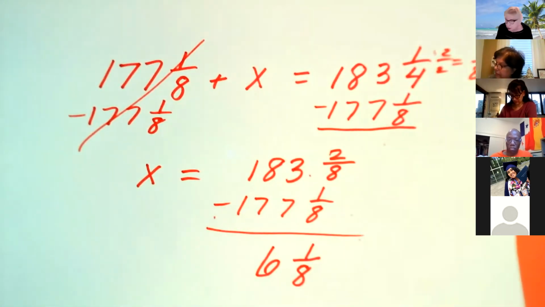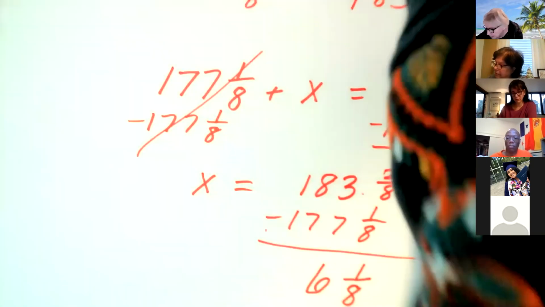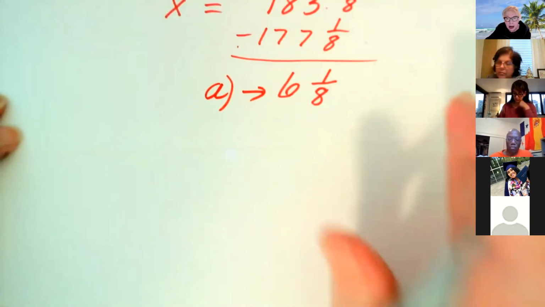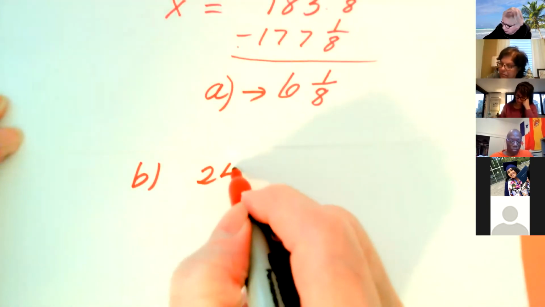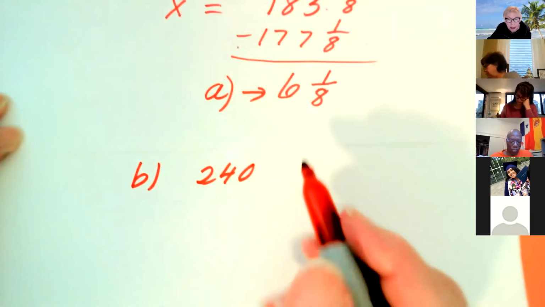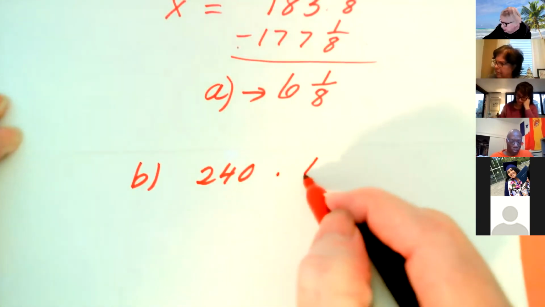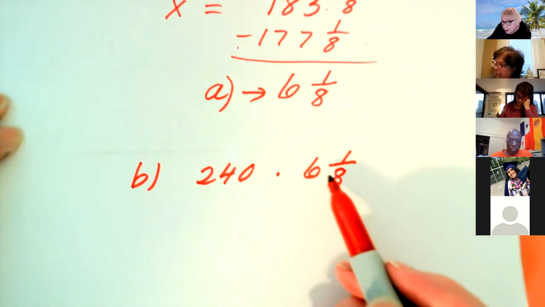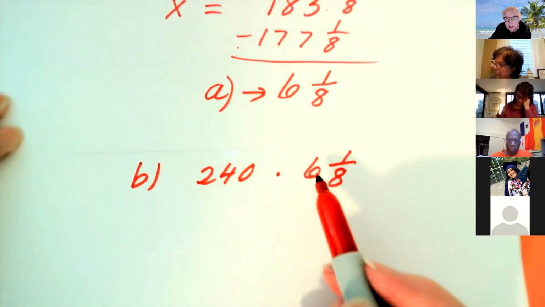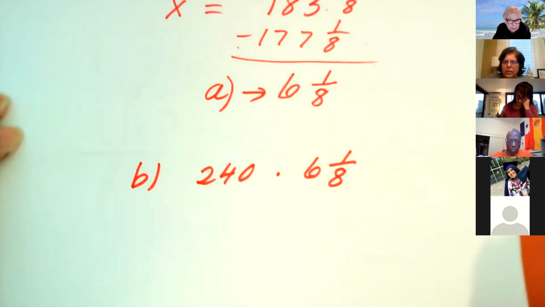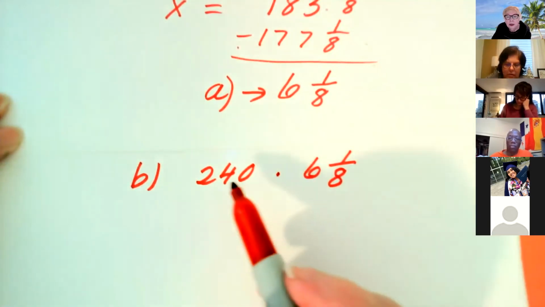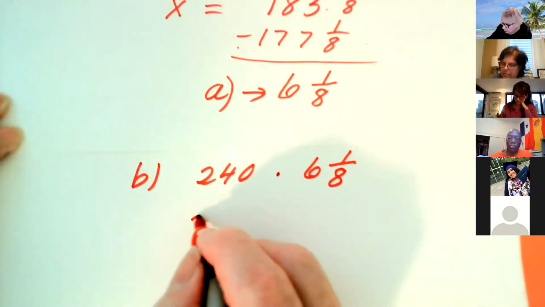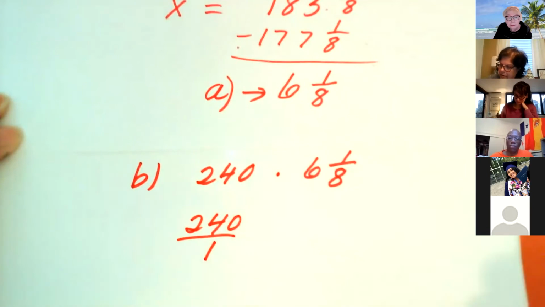So this was part A, and that was the answer to that one. But part B said you had 240 shares. Each one of those went up 6 and 1/8, so it's really $6 and change. $6 and 1/8 times 240. Uh-oh. So the question is, do you remember how to multiply a whole number times a mixed number and get an answer? I would go 240 over 1.